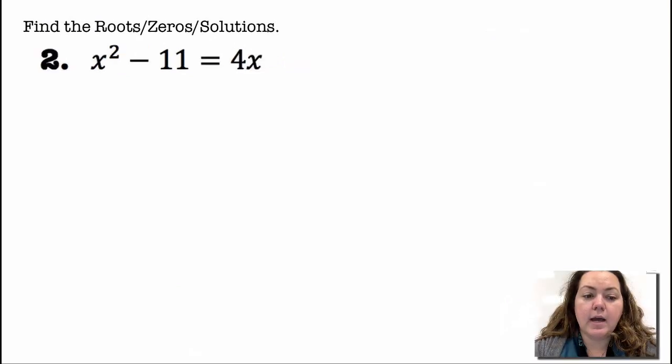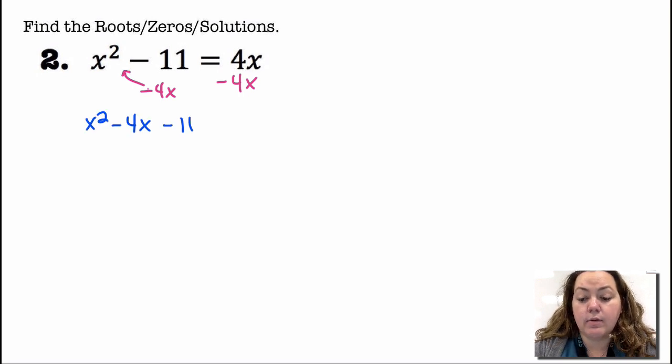All right, number 2, x squared minus 11 equals 4x. You can see that this one is not in standard form. So I need my x squared, then my x term, then my constant. I'm going to move this 4x to the other side of the equal sign, so I'll have to subtract it. I'm going to end up with x squared minus 4x minus 11 equals 0. So now I have a equals 1, because the number in front of the x squared is a 1. B is negative 4, and c is negative 11.